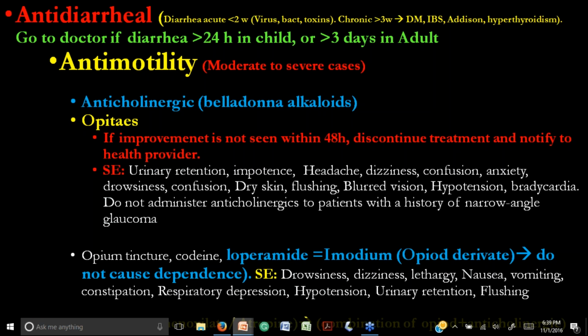So cholinergic, you remember, produces contraction of the smooth muscle, and in this case we are going to use anticholinergic, because diarrhea produces an increase of the peristalsis, and anticholinergic is going to do the opposite. That is going to decrease the peristalsis and decrease the diarrhea process.